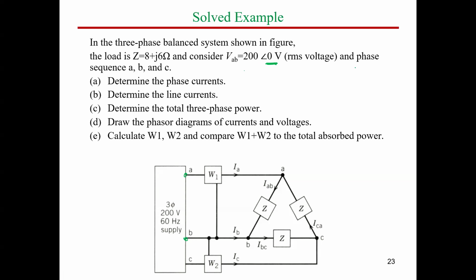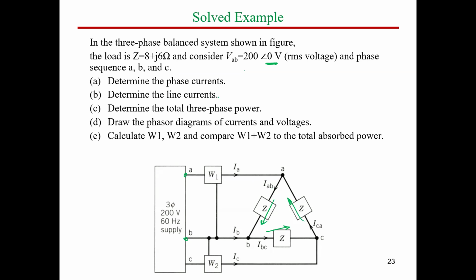And he mentioned that the sequence is ABC. Also, we don't need to mention that because the default is ABC sequence. Now, what do we need to do in this example? Determine the phase currents. Firstly, we need to get the phase current. Phase current means the current through the impedances. So this is the first thing. Second, determine the line currents.